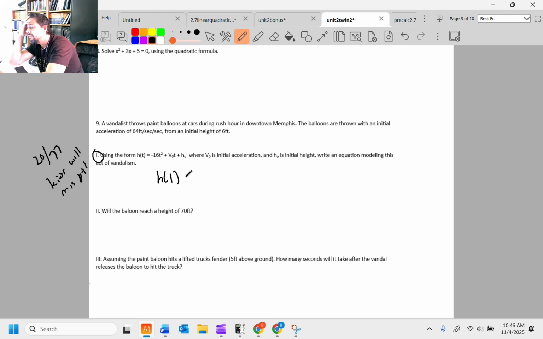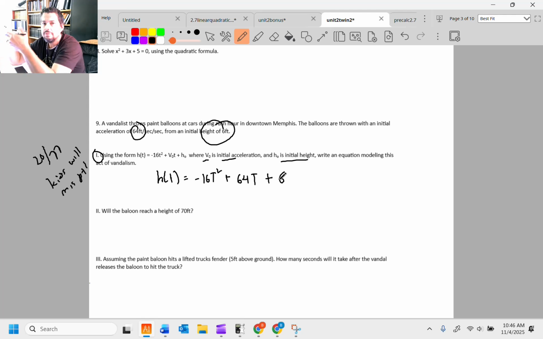Height as a function of time is negative 16t squared. V is the initial velocity. Like I even say in the text what things are. I don't think you know how to read. 64t. H0 is the initial height that's in the text. It's 6 feet. Like it's just plug into a formula and go, man. That's not upper level math.